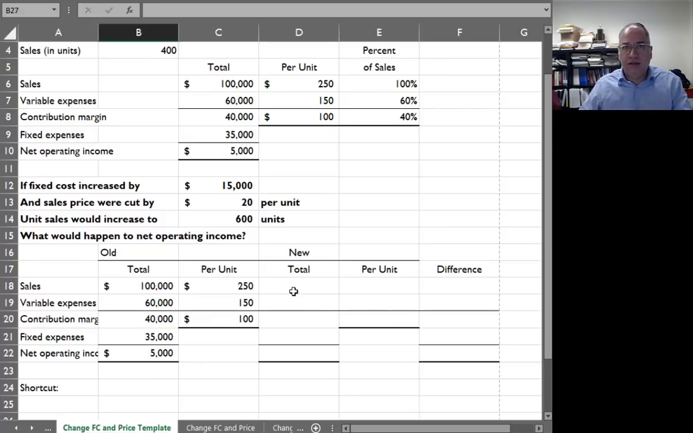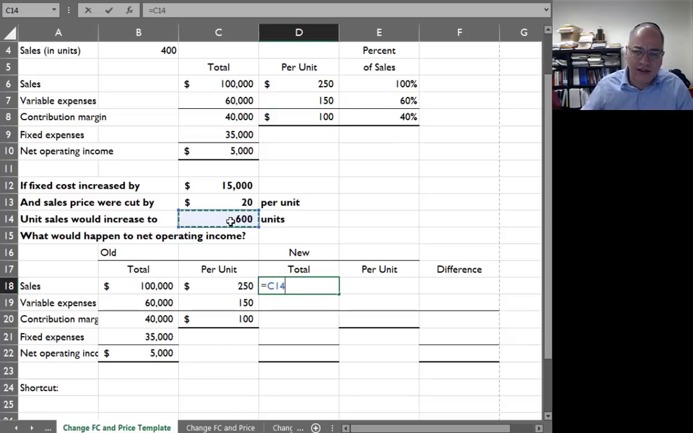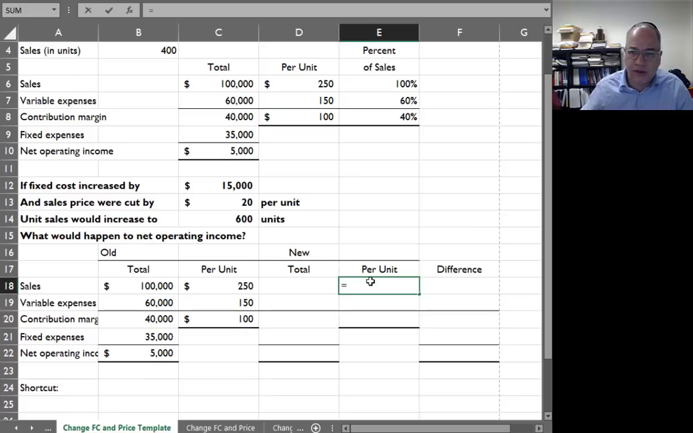So try and plug this in, pause the video and try it out. And now let's do it together. Ready? Did you do it? Okay, good. So we would sell 600 units, right? And that would be at a sales price. Wait. Let's put in the per unit numbers here first. We would have sales price was $250 per unit minus the $20 decrease, or $230. Variable expenses would still be $150 a unit. So your contribution margin per unit would be $80, down from $100.